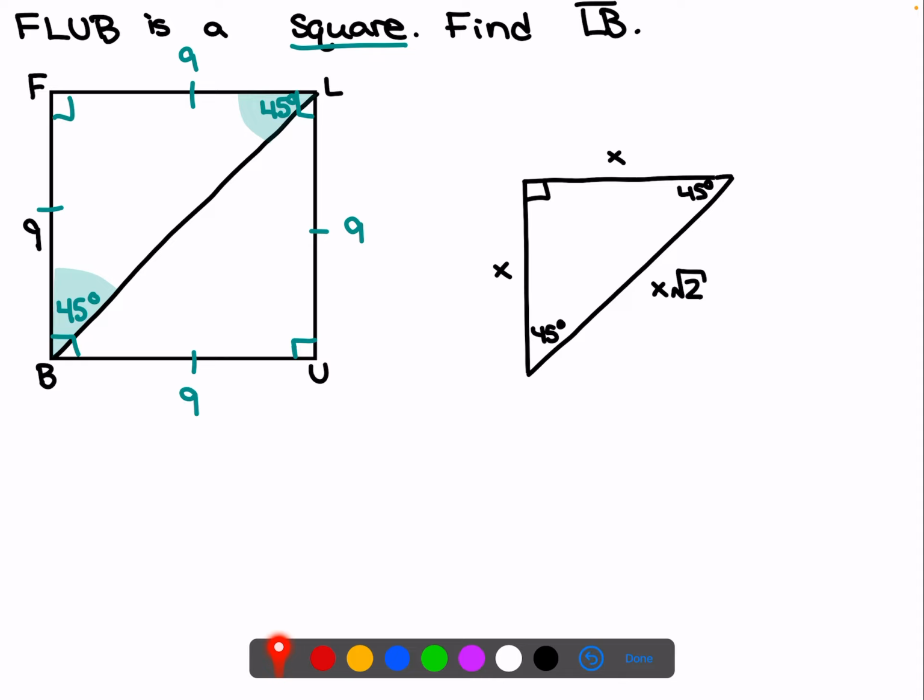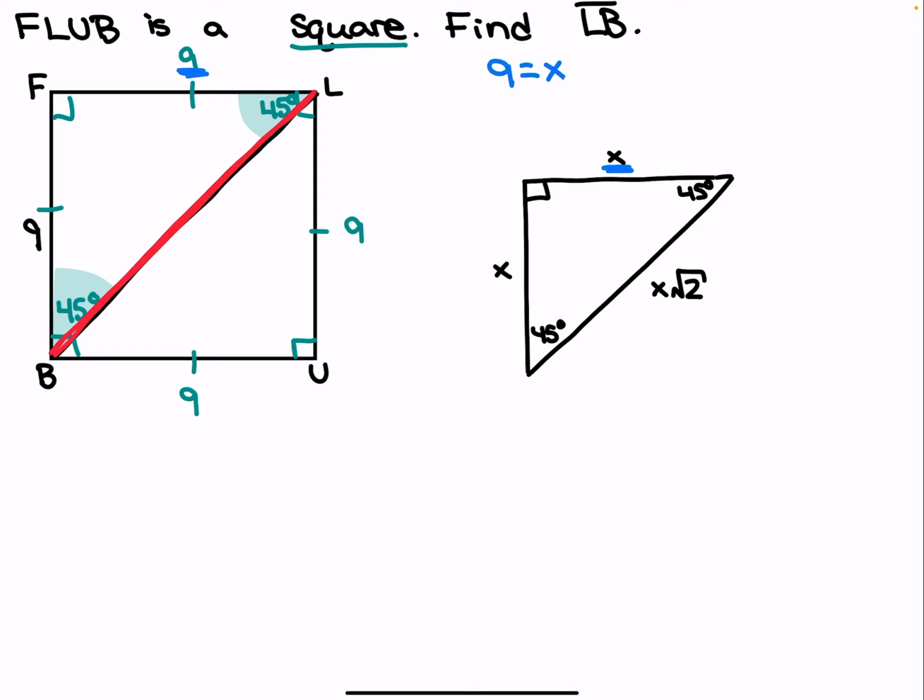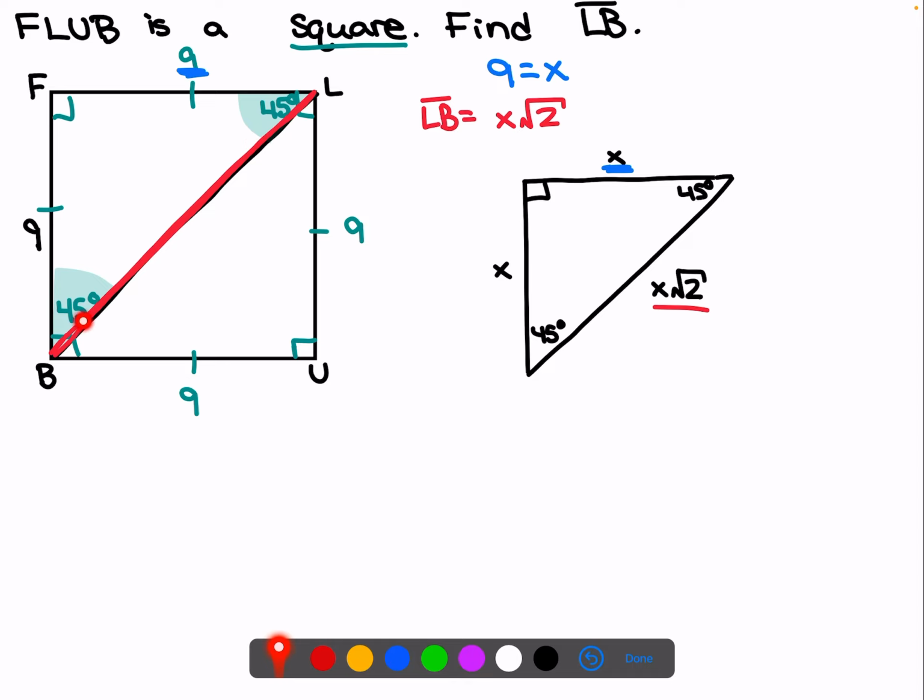At this point, I'm going to map sides together because I have my legs. Both my legs are x and they're equal to 9. So I can say x equals 9. And that would tell us that LB, our diagonal, maps with x radical 2. So I can say LB equals x rad 2.